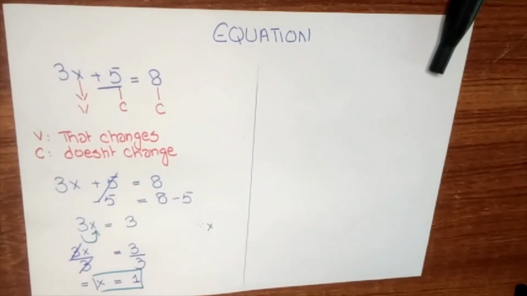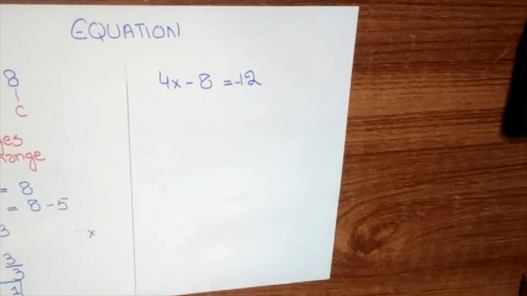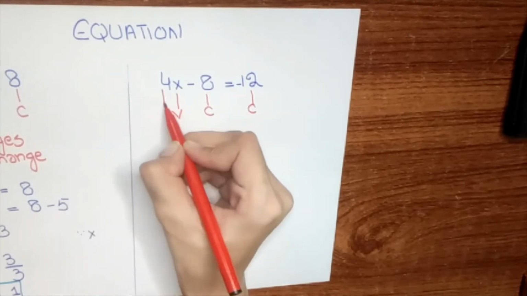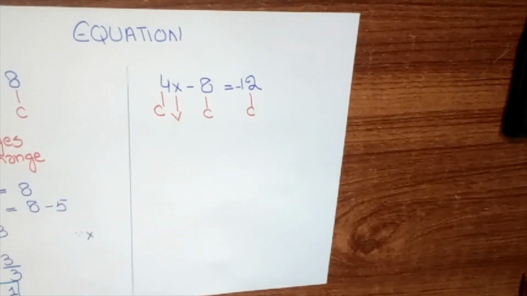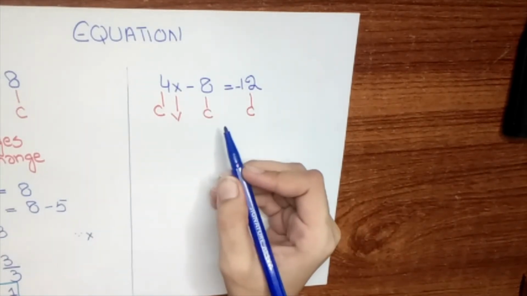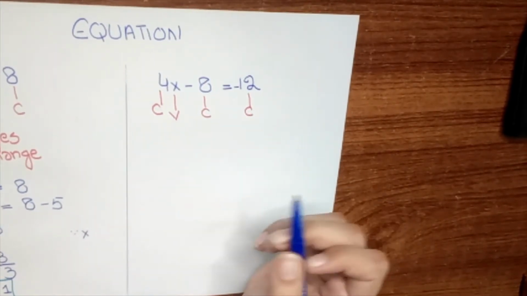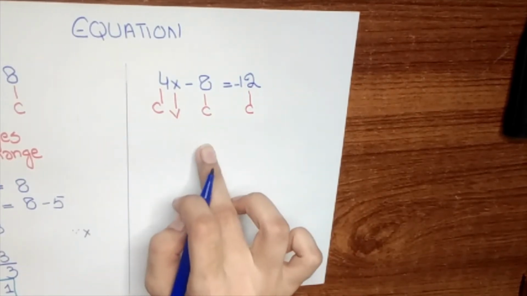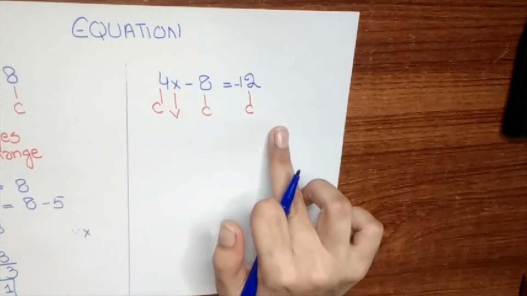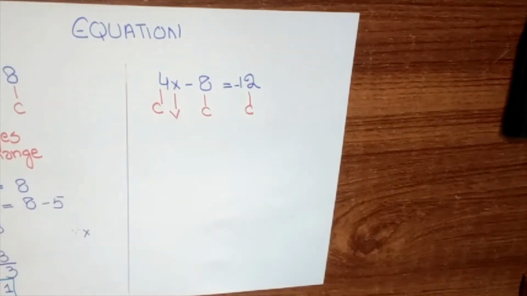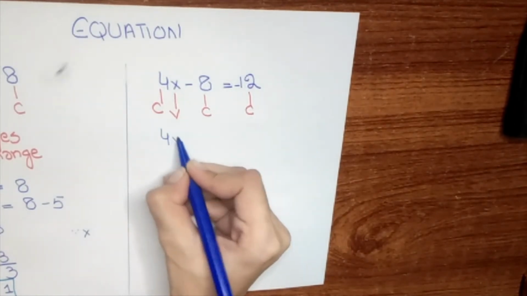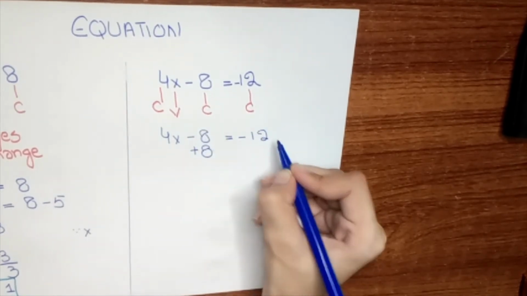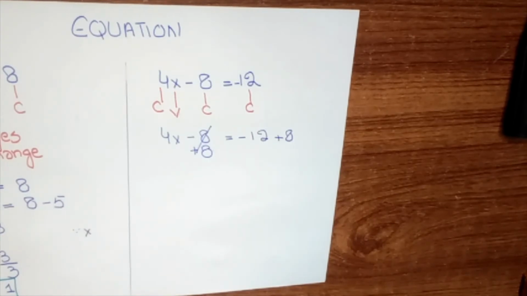Now let's take another example. In this question, we have two constant values, and the 4 is also a constant value, but right now we will not deal with the 4. Again, I have to get rid of this minus 8. How can I get rid of this minus 8? By adding plus 8. If I add plus 8 onto the left side, I have to add plus 8 onto the right side as well. So it will be 4x minus 8 plus 8 equals minus 12 plus 8. Both the numbers will be cancelled.